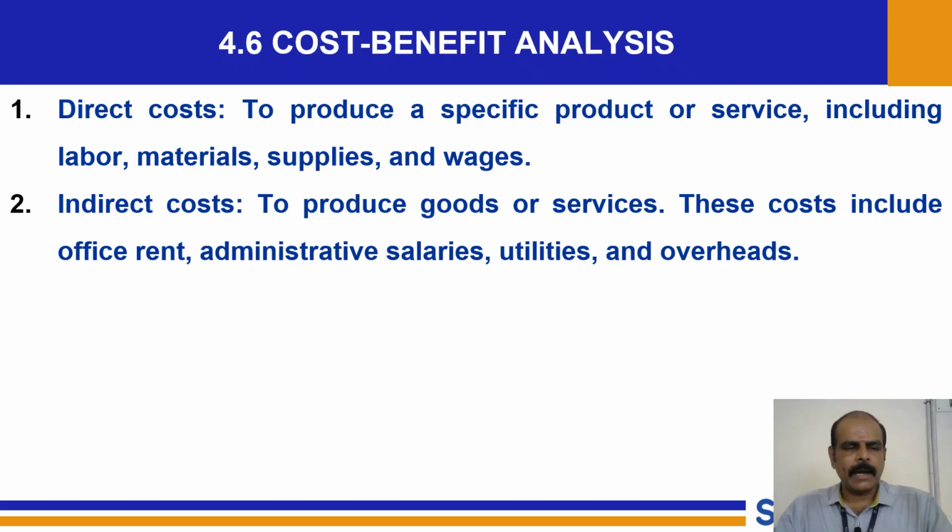Now they are not directly involved in the production. They are nowhere involved in the conversion of the raw material into the final product. But still they are inevitable in the process. They are the supporting activities. The amount we spend on such supporting activities is called indirect cost.